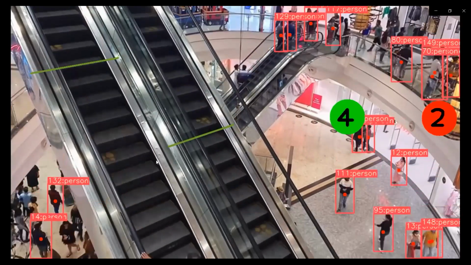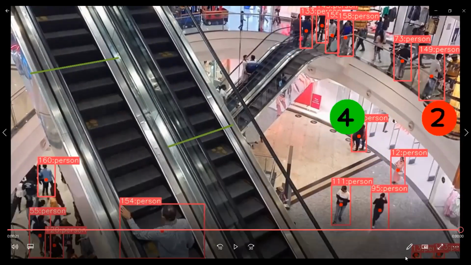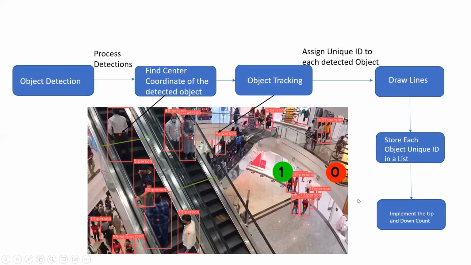So let's get started. Let me first explain the complete process flow. So let me open the slide presentation, which I have created for this. In front of you, I have explained the complete process flow of this project, how we will implement it. First of all, we will be implementing YOLO V8 object detection. So using YOLO V8 object detection, we will detect the persons.